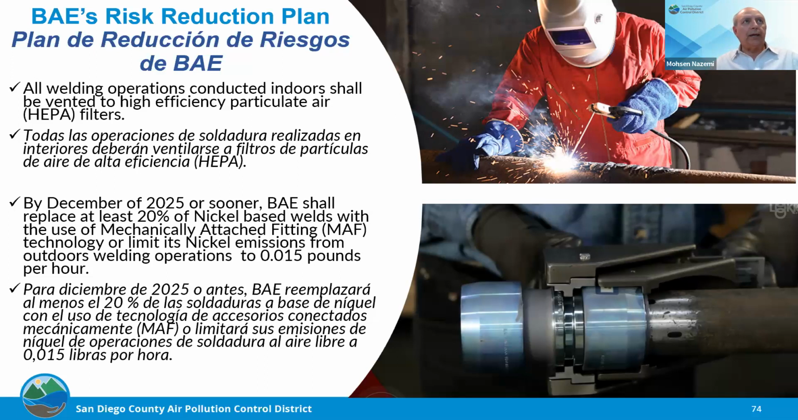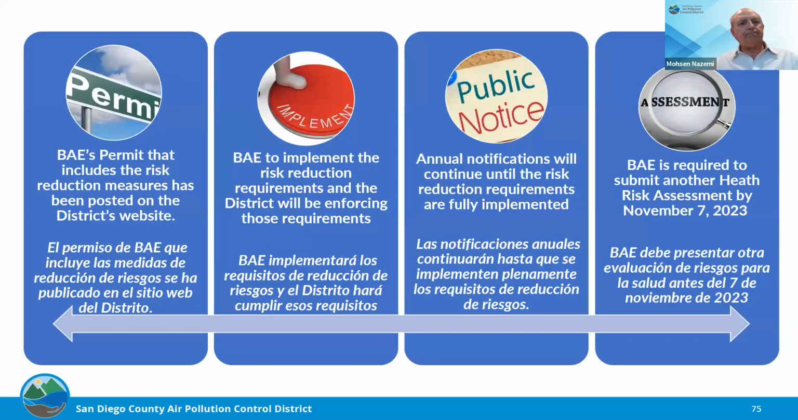Our district rule allows up to 5 years to implement risk reduction plans, and the district approved BAE's proposal and incorporated that into conditions of a permit to ensure the measure would be enforceable and implemented in a timely manner. We can go to the next slide, please.